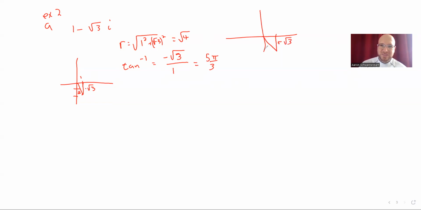Negative square root of 3. The sine is negative square root of 3 over 2 because it's opposite over hypotenuse. So I get the 5 pi over 3. If you do it on the calculator, you'll get a decimal equivalent to negative pi over 3, which when you add 2 pi gives you 5 pi over 3. If you're checking answers in the back and you want to know if you're the same, try doing that. Make sure you're in radian or degree.